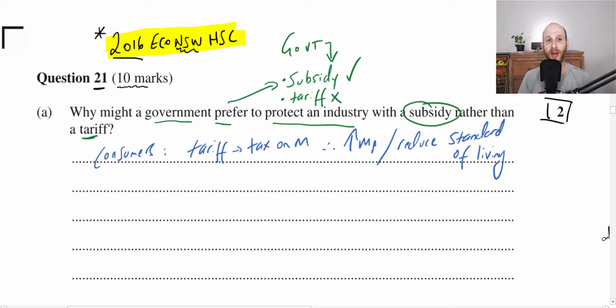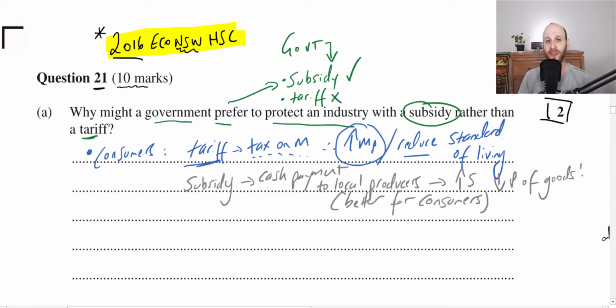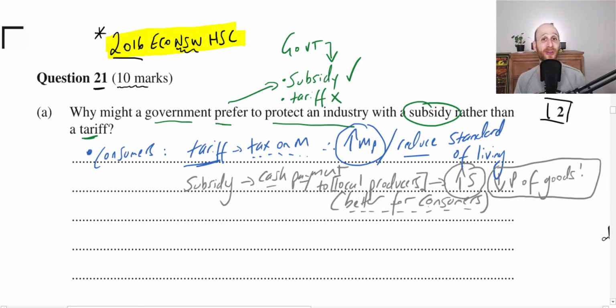if we use a tariff, okay, that is a tax on imports, therefore that will increase import prices and reduce the standard of living for consumers. If I then flip the script and I think about a subsidy, a subsidy is a cash payment to local producers. That allows them to increase supply, which will then reduce the price of goods. And this will be better for consumers because they will have lower prices.